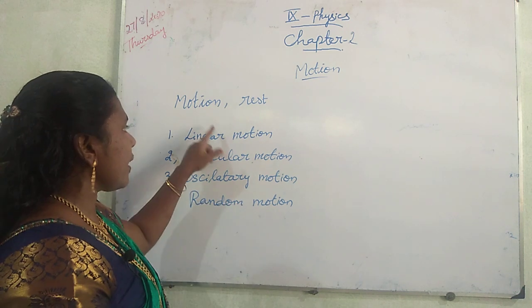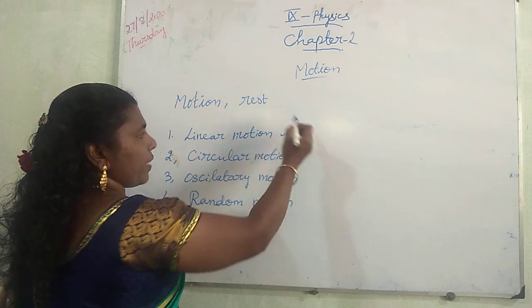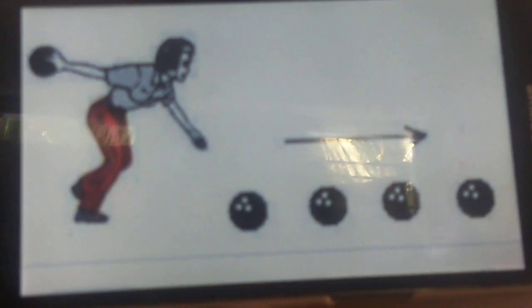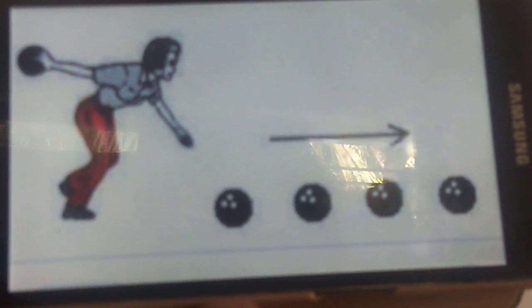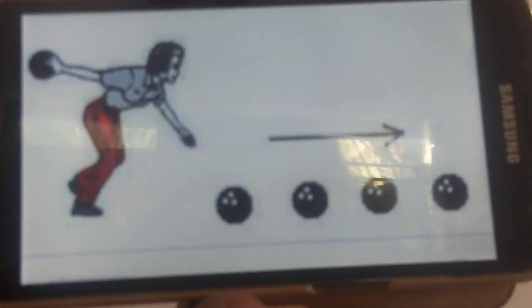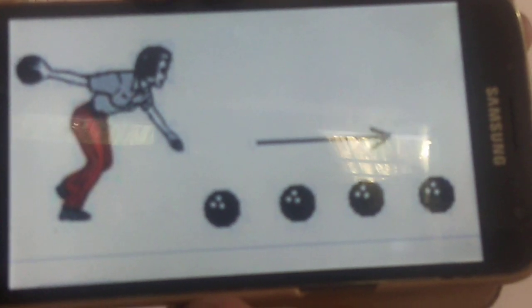Now we can see linear motion first. Look at this picture. A body moves along a straight line is called linear motion. Next one is circular motion. A motion along a circular path is called circular motion.